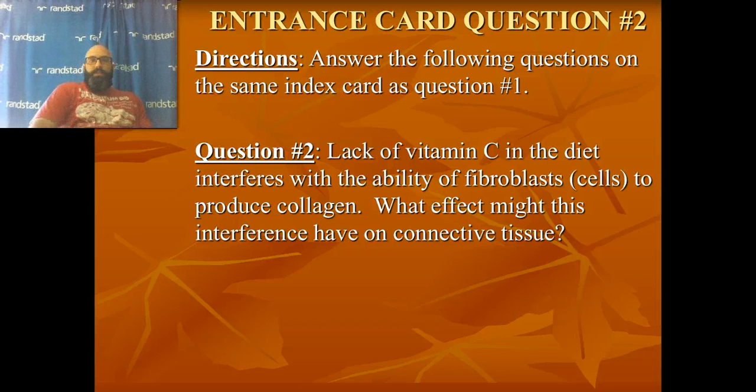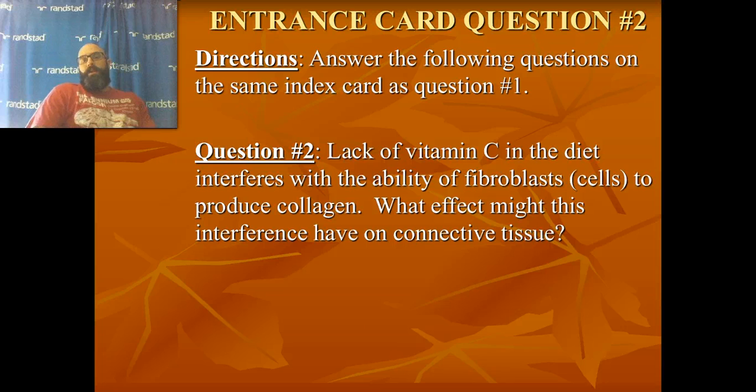And now we're on to our second entrance card. So in this particular one, what I'm going to address is the fact that you're going to put this on the same index card as question 1 if possible. If not, just start another one. But question number 2. If you have a lack of vitamin C in the diet, it interferes with the ability of fibroblasts, which are cells that produce collagen fibers or elastic fibers, to produce actual collagen fibers. What effect might this interference have on connective tissue?